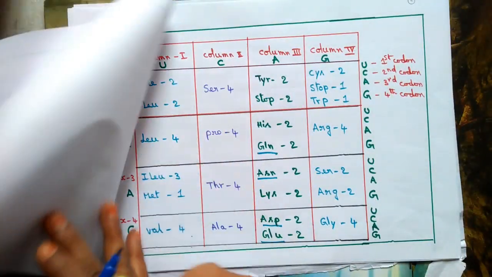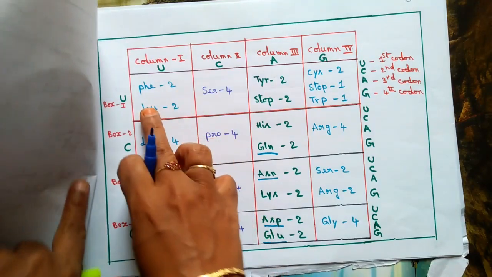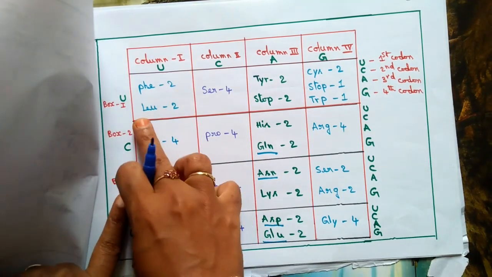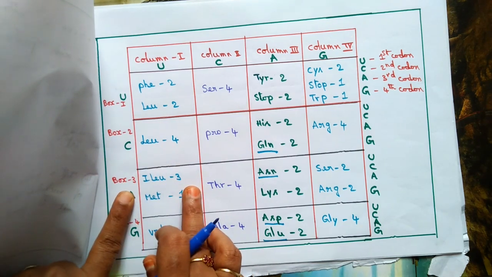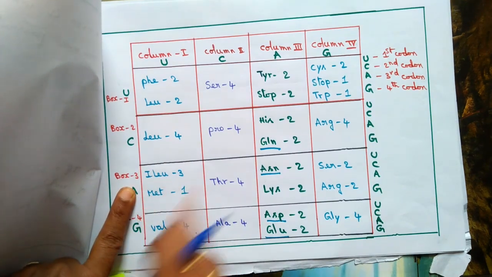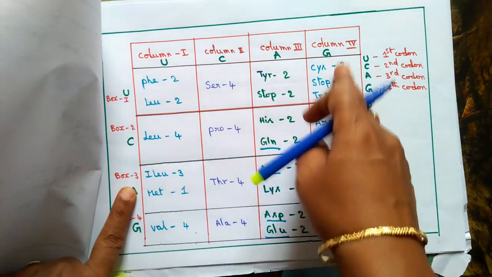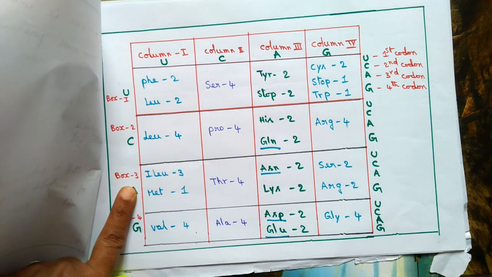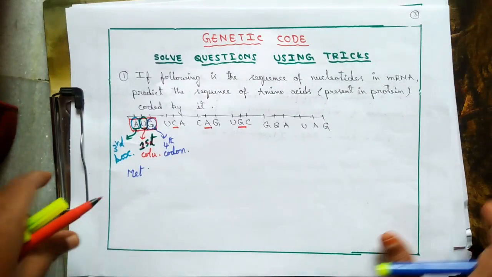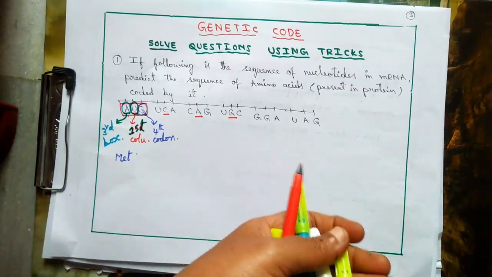In the first column, 2 codons code for phenylalanine, the next 2 codons leucine, the next 4 codons leucine, 3 codons isoleucine, and methionine 1. Like this, if we remember all these amino acids, we can translate the triplet. We have to locate where the triplet codon is present, and then we can translate the triplet codon into an amino acid. Right.